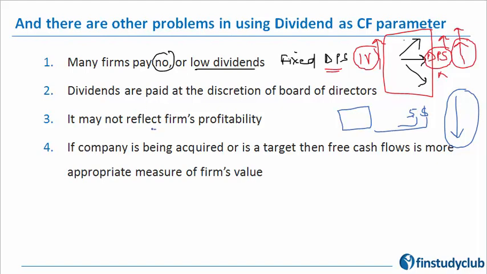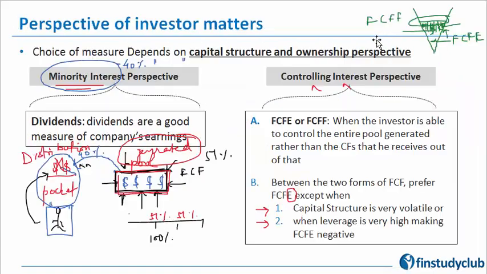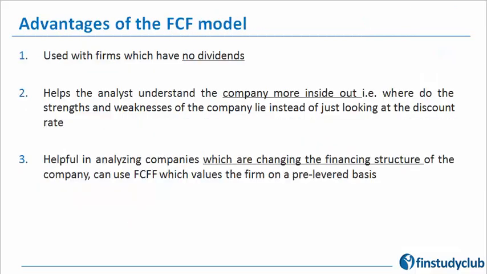So it says that it may not reflect the firm's profitability, which is the point we just raised. We are also making a point that if the company is being acquired or is a target under a merger and acquisition, then what you're valuing the company for is the overall control, and from the controller's perspective, free cash flow to firm is any day a better methodology. So the advantages of free cash flow to firm are again quite a repetition. It could be used with firms having no dividend. It helps the analyst to analyze and understand the company inside out.